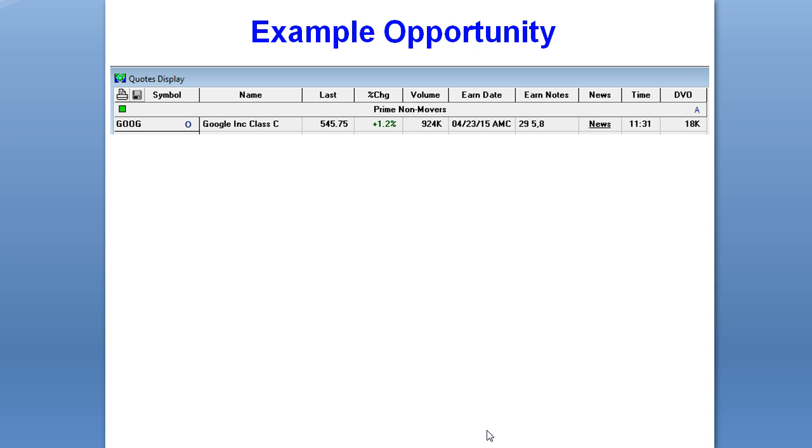All right, so here's an example opportunity on a T1 type calendar. Now this is a prime non-mover that's appeared for several months here, Google. And you could see in this particular example, the earnings date was April 23rd after the market close. The expected return on a calendar was 29%. 5 of the last 8 calendar plays had been winners. It trades, good grief, about 18 million in options a day as of April 15.